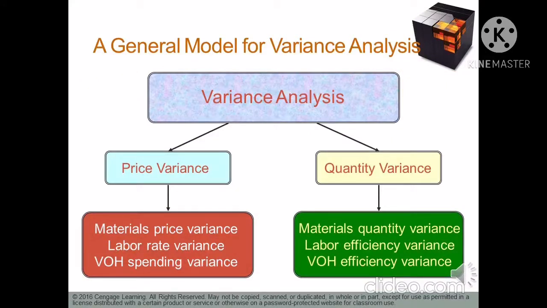As we look more, under price variance, they have another three variances, which is material price variance, labor rate variance, and variable overhead spending variance. While for quantity variance, they have material quantity variance, labor efficiency variance, and variable overhead efficiency variance.